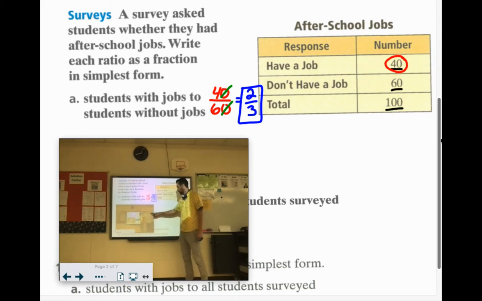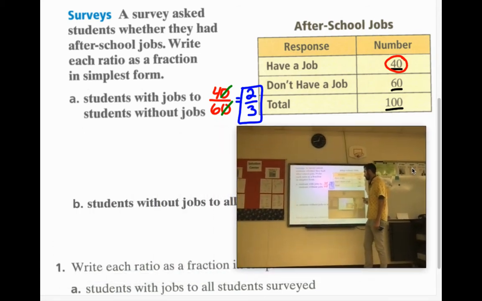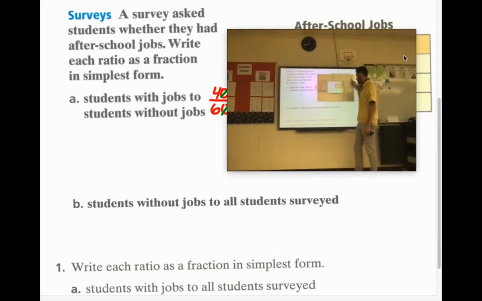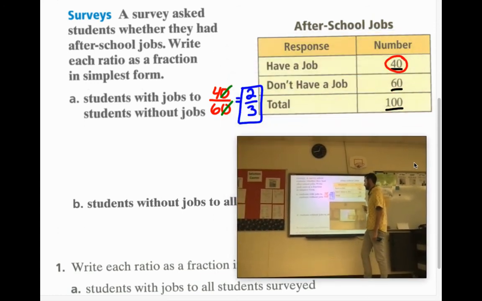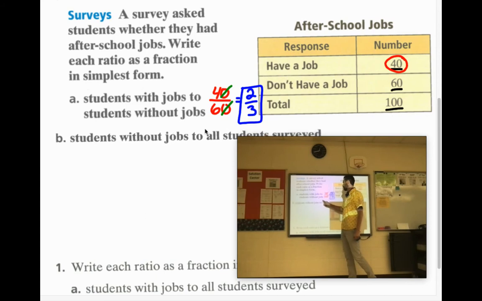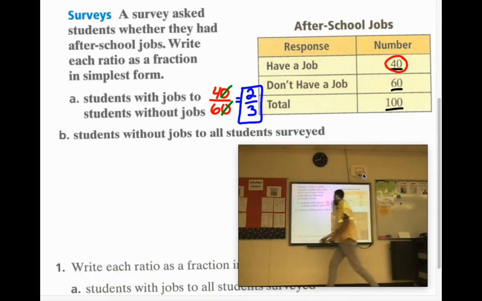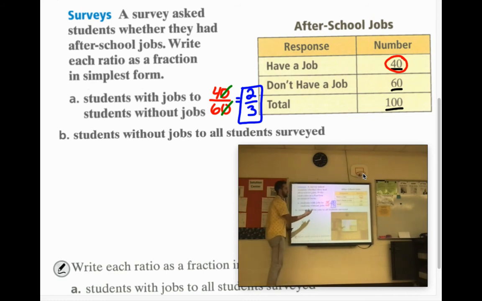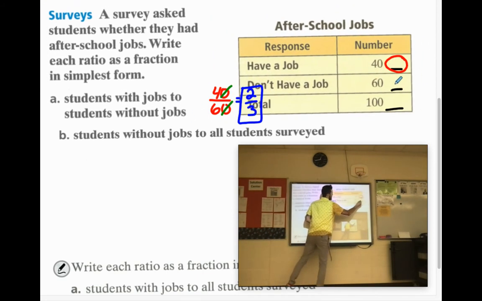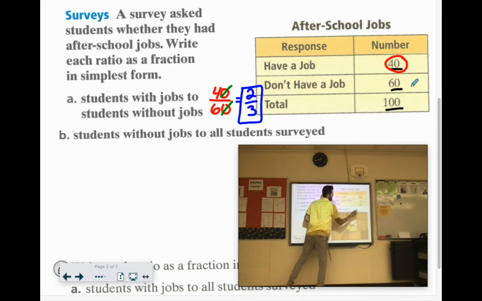I'm going to scoot over here. Students without jobs to all students surveyed. Let me move that up. Students without jobs to all students surveyed.